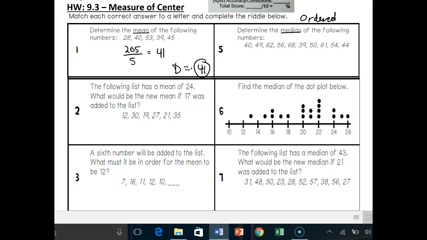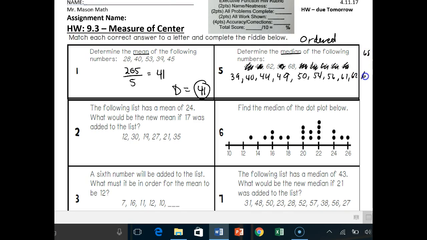For number 5, it's the median. So first of all, I need to make sure I order my list from least to greatest. I cannot just start crossing off. Must order my list. So I'll say 39, then 40. I'm sorry, cross these off as I do it. Then 44, then 49, then 50, and 54. And 56 and 61, 62 and 68, right? And now that I've done that, I can go ahead and start crossing off.